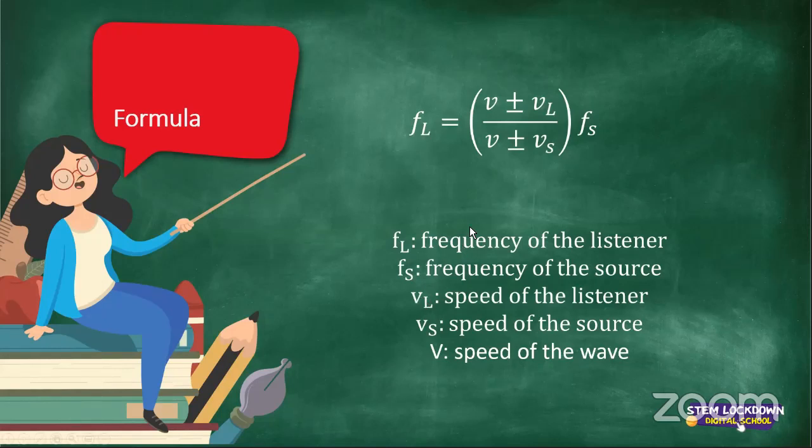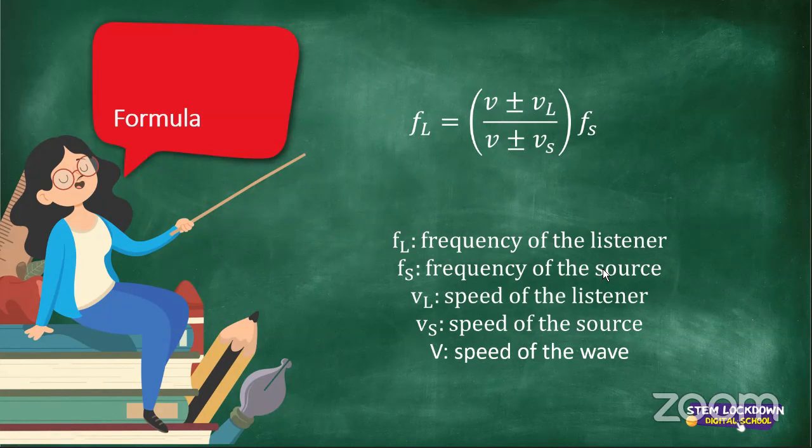VL is the speed of the listener. So if you're the observer, that's the speed of you if you're moving. Are you standing still? Are you moving? That's basically what they're telling you. VS is the speed of the source. So what's happening to the police car, for instance? Is the police car standing still? Is it moving? What's the speed that it's moving with? Is it moving towards or is it moving away? And then V is the speed of the wave. Like Chad was saying, it is normally going to be 340 meters per second, unless they state otherwise or you are in a different medium.